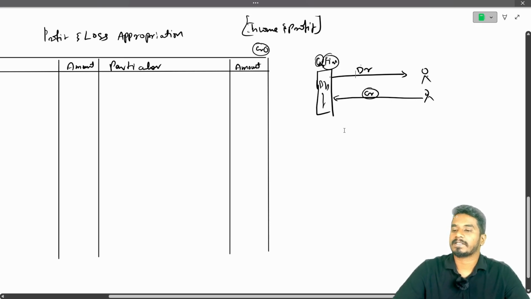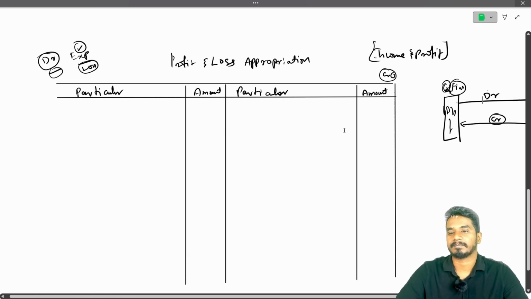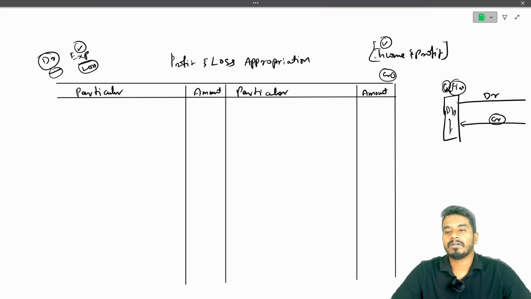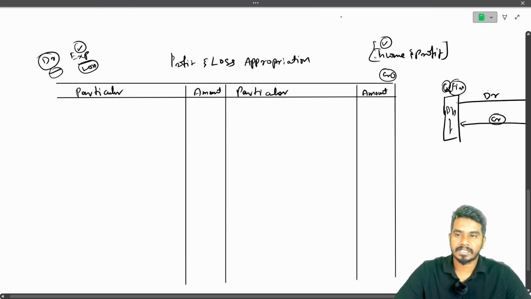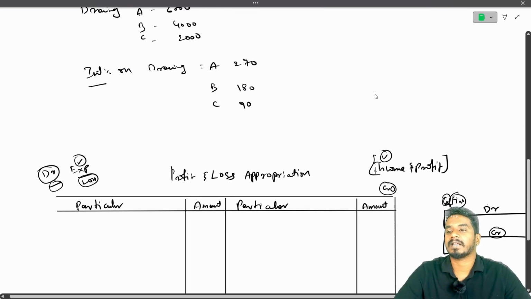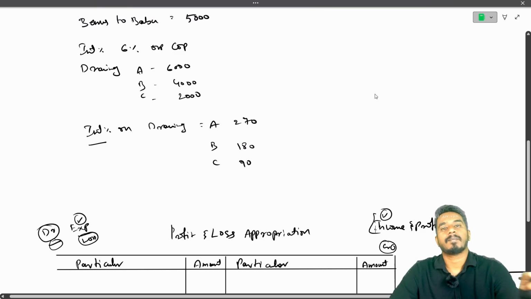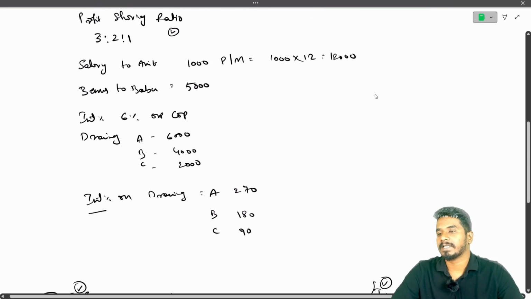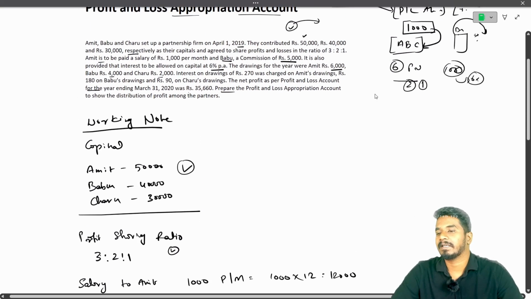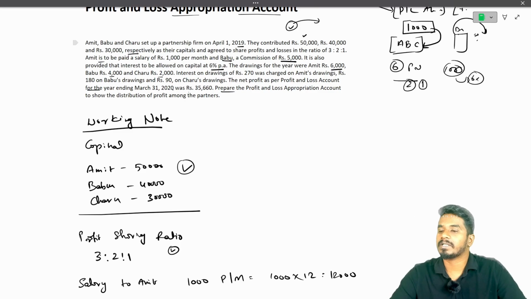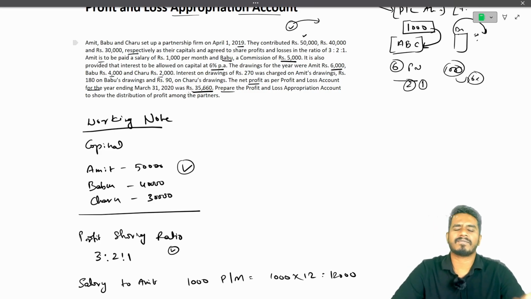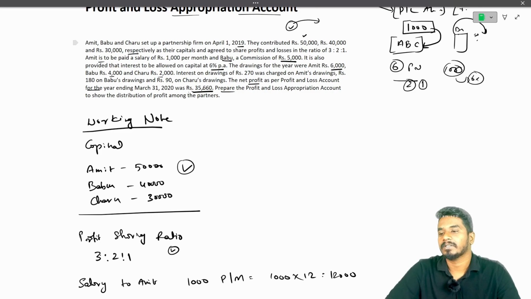Fine. So did you understand? Yes. Fine. So we need to record income and profit. The first item we will record in P&L appropriation is profit and loss, that is whatever is given in the question. In the question, they have given profit, that is net profit as per P&L account is 35,660. That is the first item you need to pick up.